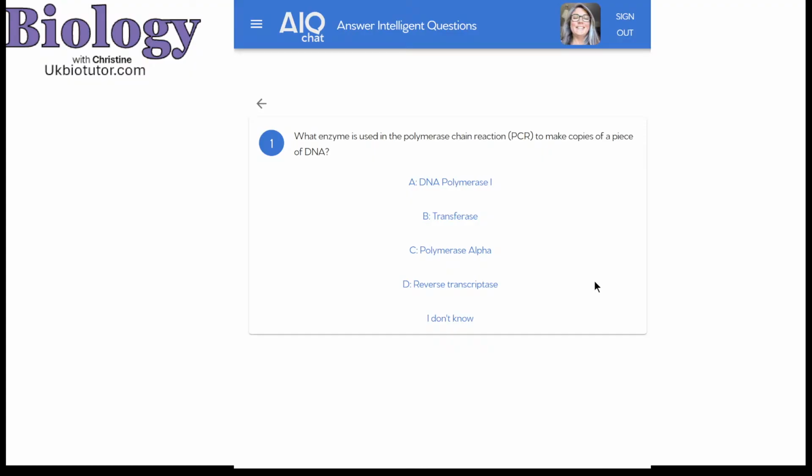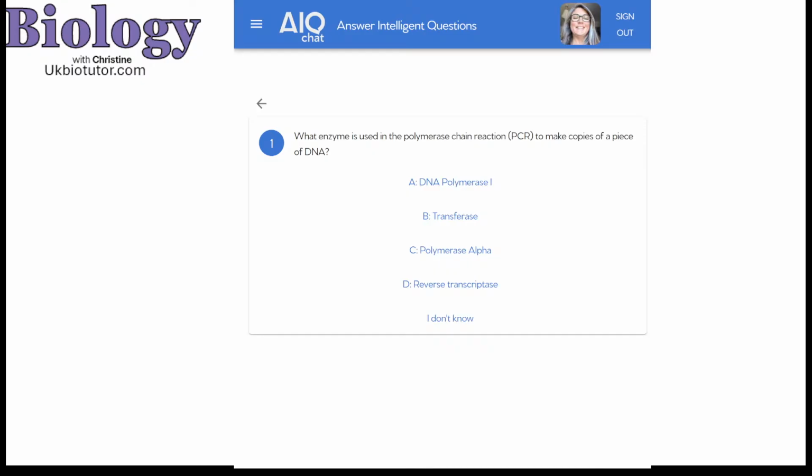So the first thing it's going to ask us is, what enzyme is used in the polymerase chain reaction to make copies of a piece of DNA? So which of these is the right answer? Whenever you do this, make sure you are thinking through the topic area and not just going straight to guessing the answer, because that's not going to help you when it comes to the multiple choice questions.